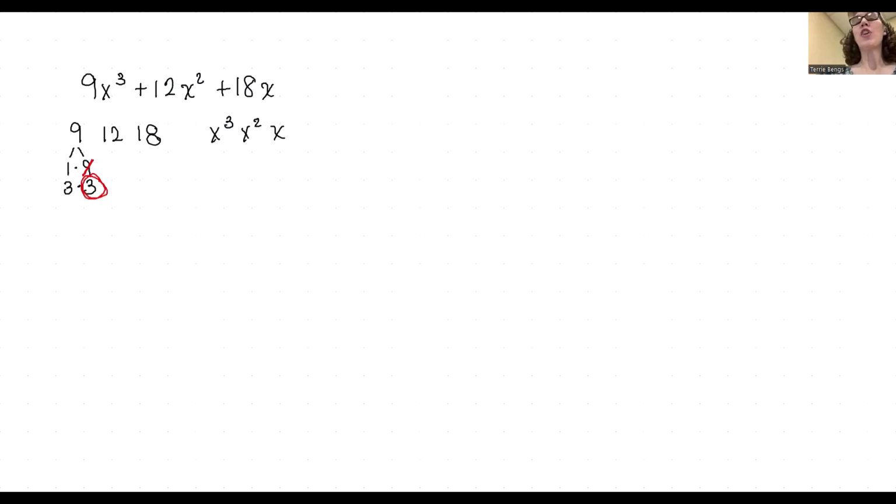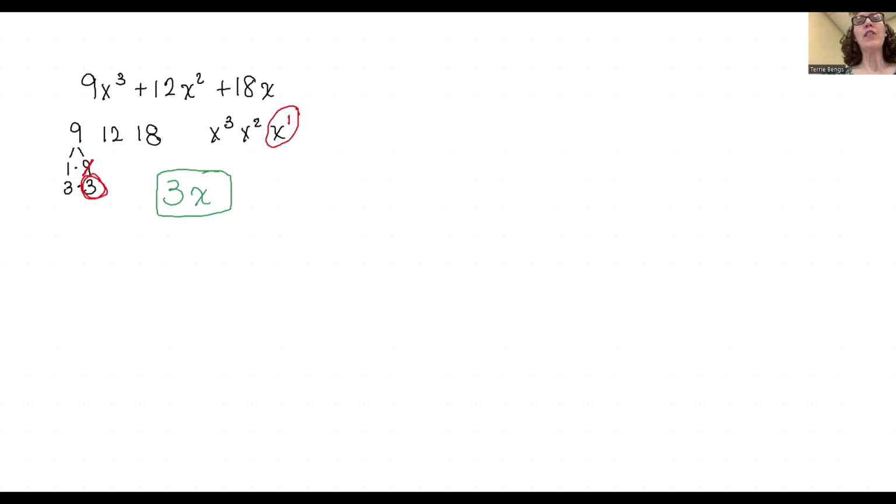Let's look at our variables now. We have x cubed, x squared, and x. When we're looking at these, we want to find the variable with the smallest exponent. We have a 3, a 2, and this one doesn't have one. If you have a variable that doesn't have an exponent, it's just a 1. So that is our variable with the smallest exponent. Now we just combine. We have our 3, and we combine that with our x to the 1, or just x, and that becomes our greatest common factor.